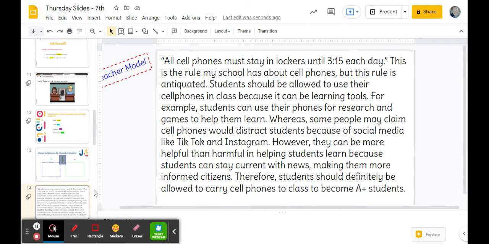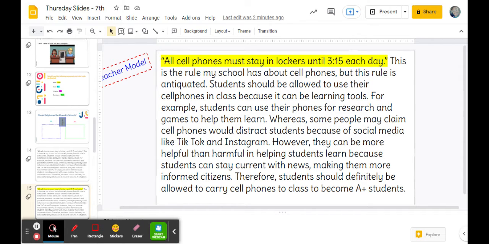All right, so we've read our paragraph. So now let's see if we can identify the hook. What brings us in and makes us want to read more? So I'll give you a couple seconds to think about that. So our hook is actually our first sentence in this case. And it's all cell phones must stay in lockers until 3:15 each day. And it's a quote, and it must be a quote that maybe someone on campus has that states this to them, but it's what draws you in and makes you want to read more about this topic.